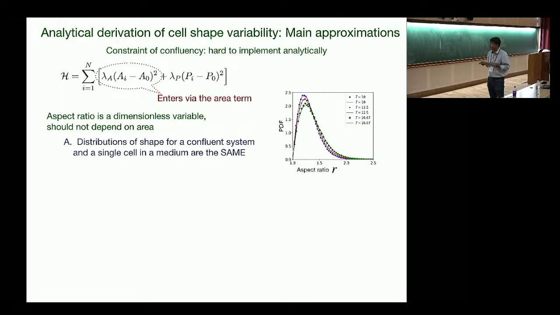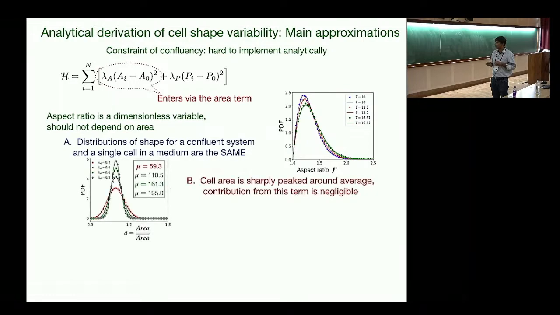So we simulated a single cell in a medium and a confluent system, keeping all the other parameters the same. The points are the distribution of the single cell, and the lines are the distribution of the confluent system. What it shows is that the constant of confluency is probably not very crucial for the distribution of the aspect ratio. Also, aspect ratio is a dimensionless variable, so one would expect that the area is not that crucial. Second, what we see, and this mu, we actually have a derivation.